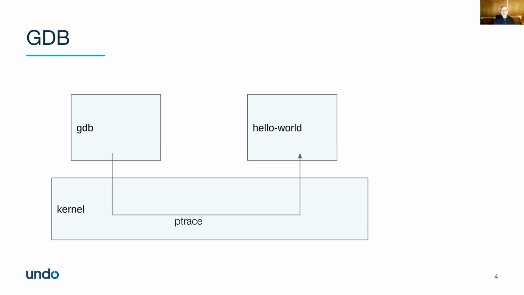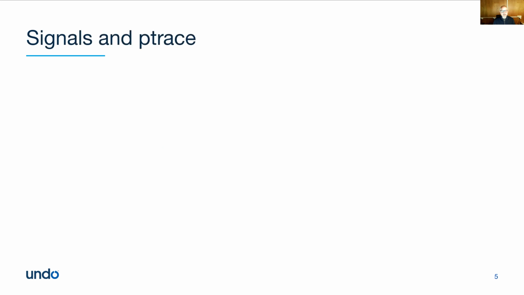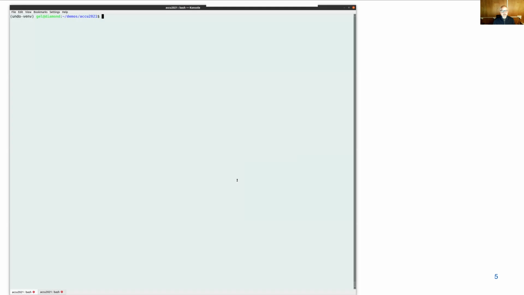It allows one process to monkey around with another and inspect its state, and actually even change its state as well. And then GDB will find out when the program has done something interesting by receiving a signal. So let's just go through this. Let's have a look at what we're talking about here.